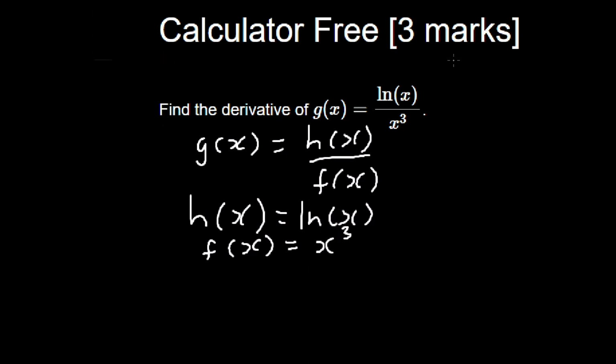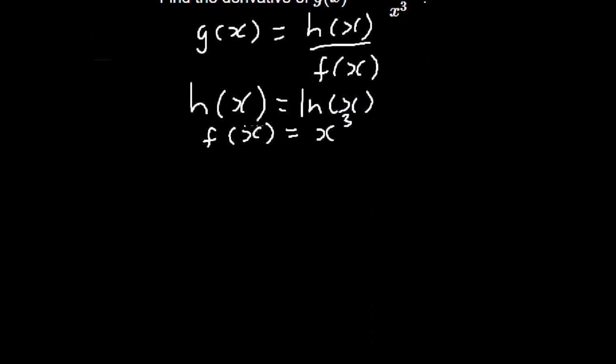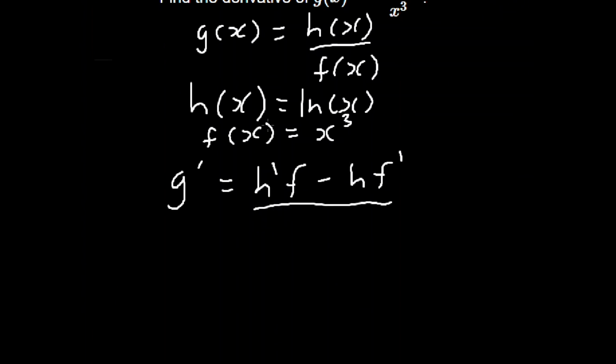Now, you can use the quotient rule, but it's really easy to make mistakes because there's a minus sign involved. So we can say that g dot, I'm just going to not write the x's here to save on space, is equal to the top function, h dot, the bottom function, minus the top function, the bottom function dot, all divided by the bottom function squared.